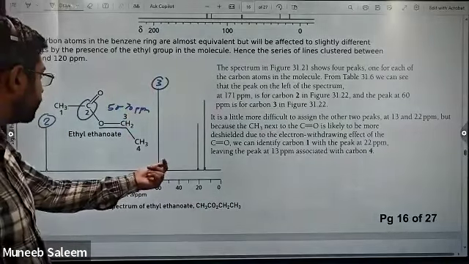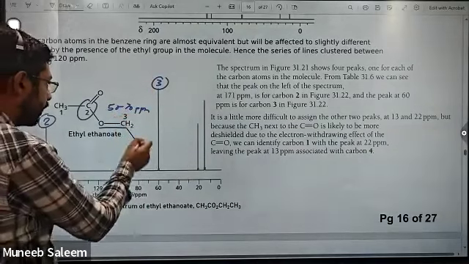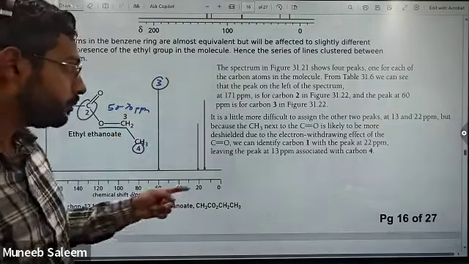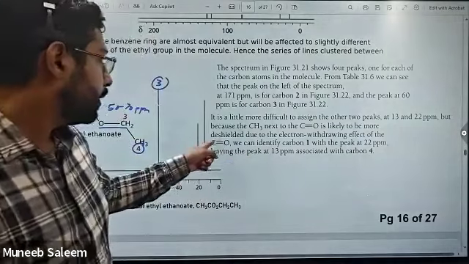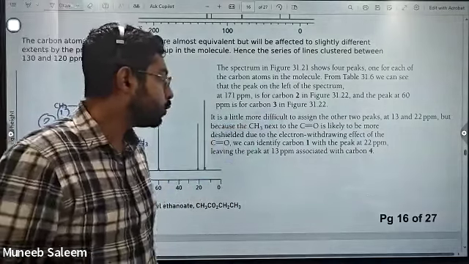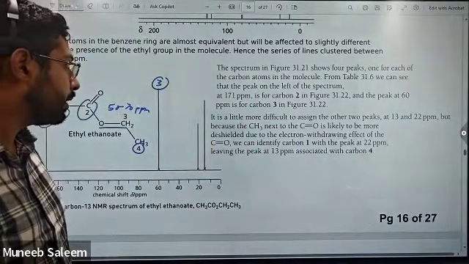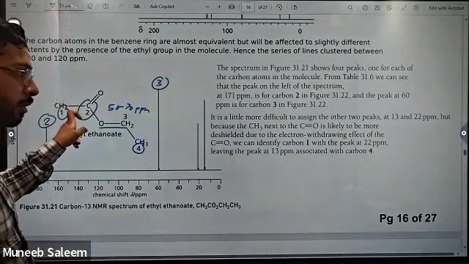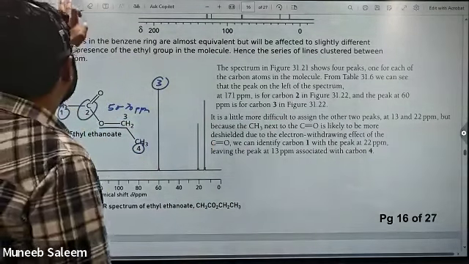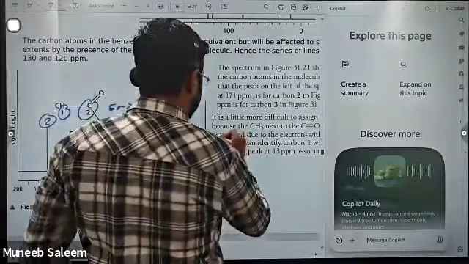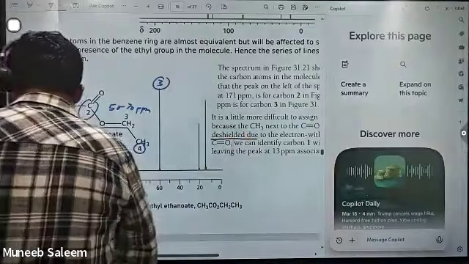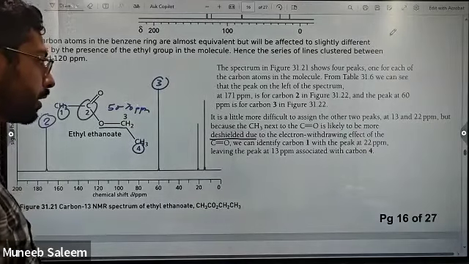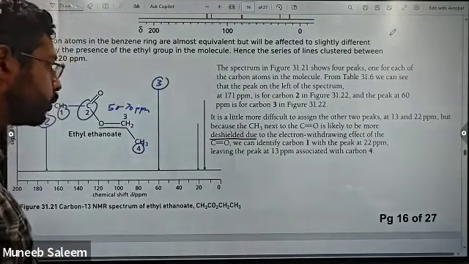Now we are left with these two peaks, which could be carbon number 4 and carbon number 1. We have to differentiate between them. It is a little more difficult to assign the other two peaks at 13 and 22 ppm, but because the CH3 next to the carbonyl group is likely to be more deshielded, having less shielding. It is more deshielded due to the electron withdrawing group effect of the carbonyl. We can identify carbon 1 with a peak at 22 ppm.